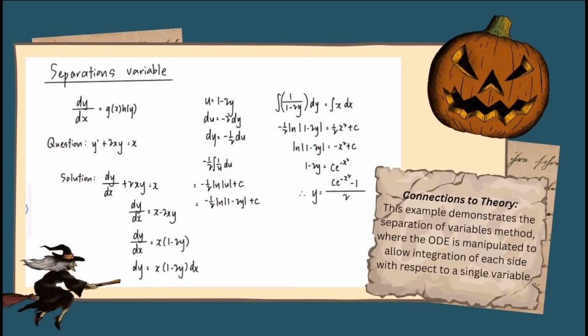Next, for the first one, we are going to explain again about separation of variables. This example demonstrates the separation of variables method where the ODE is manipulated to allow integration of each side with respect to a single variable.